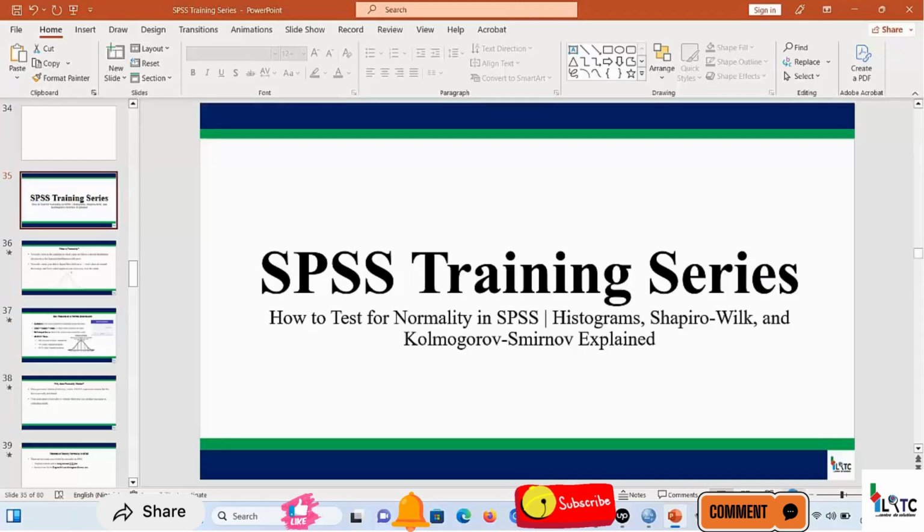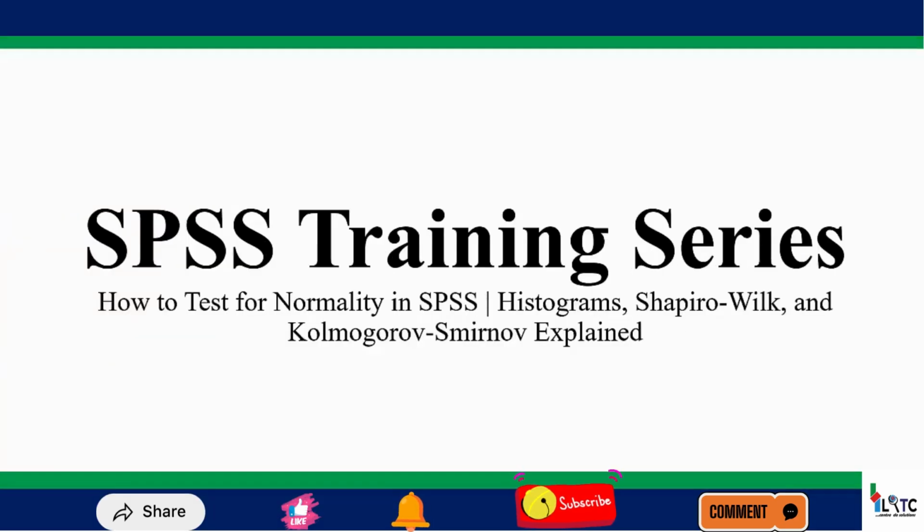Hello everyone, welcome back. In this video, I will show you how to test for normality in SPSS, and we are going to look at three different methods. The first one is histogram. The second method, which is a statistical method, is Shapiro, and the third one is Kolmogorov. The last two are statistical methods, while the first one, which is histogram, is a graphical method. So please sit well and pay close attention.